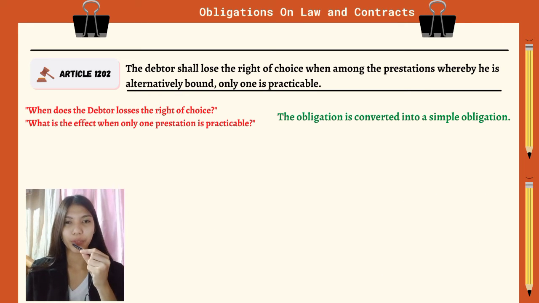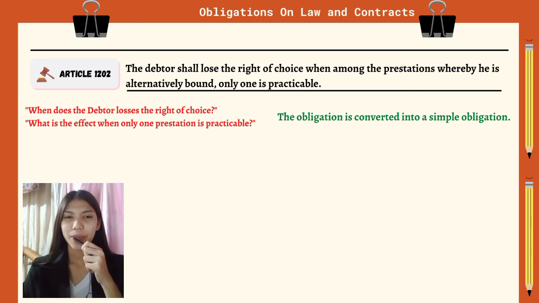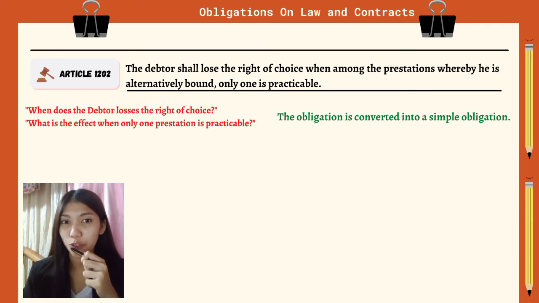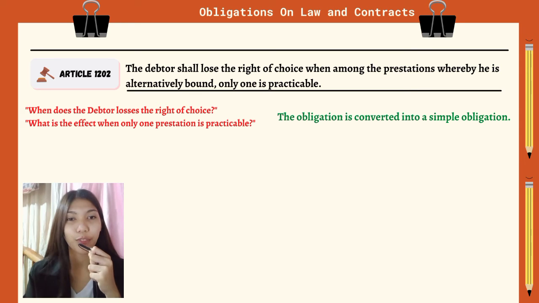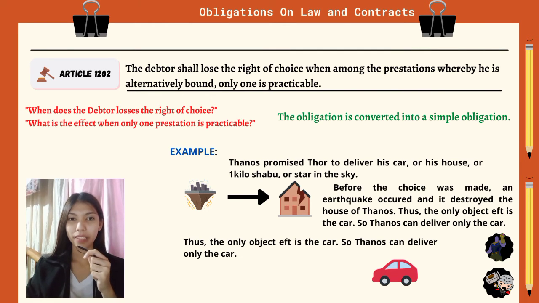Article 1202 provides that the debtor shall lose the right of choice when among the prestations whereby he is alternatively bound, only one is practicable. So, in this article, the question would be, when does the debtor lose his right of choice? And what is the effect when only one of the prestations is practicable? The answer would be the obligation then converts into a simple obligation. Example: Thanos promised Thor to deliver his car or his house or 1 kilo shabu or a star in the sky.